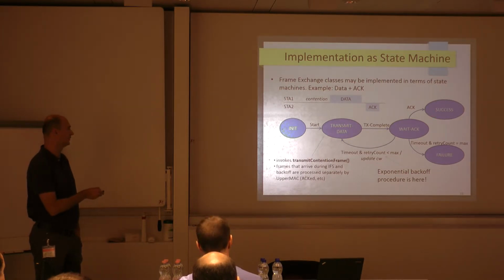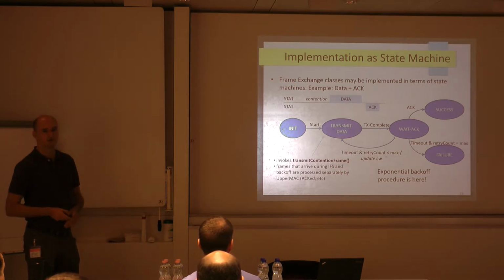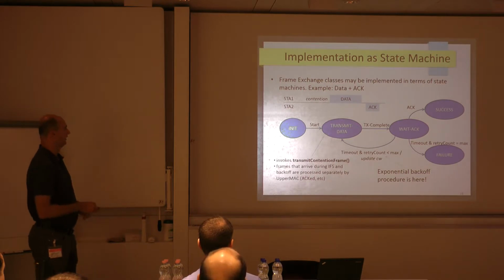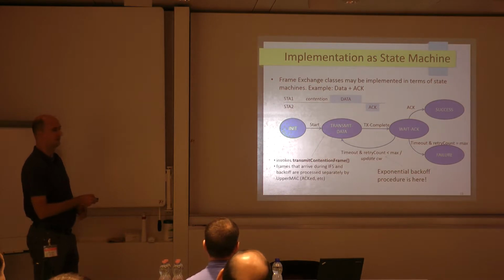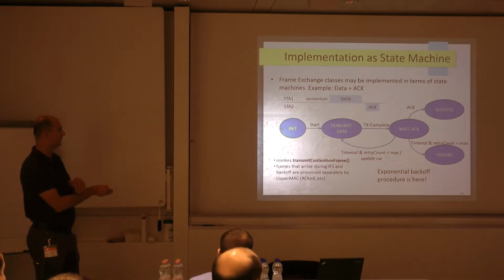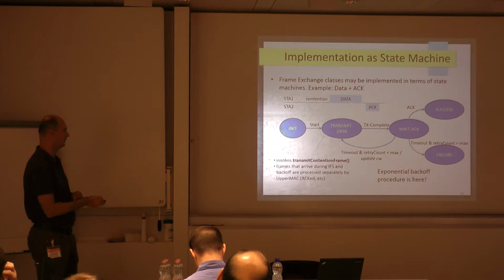If it doesn't come within timeout, then we have to go back. We double the backoff interval and try again. And we use this transmit contention frame. You remember this transmit contention frame accepts the contention window as a parameter. So we just double the contention window, we try again, and so on. If we tried enough times and still didn't succeed, then we go to failure.